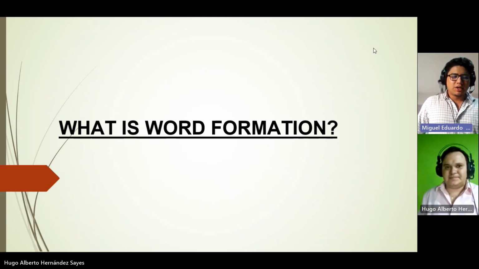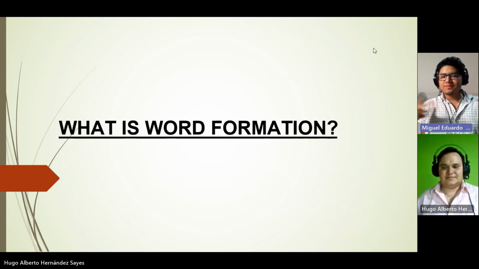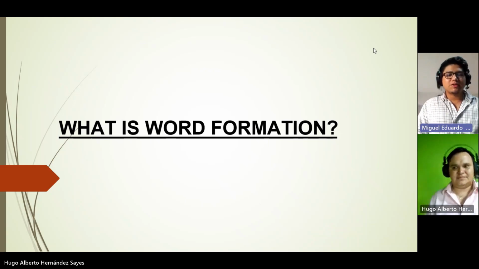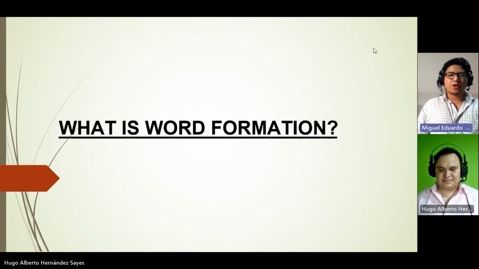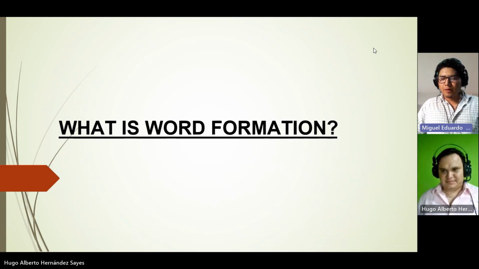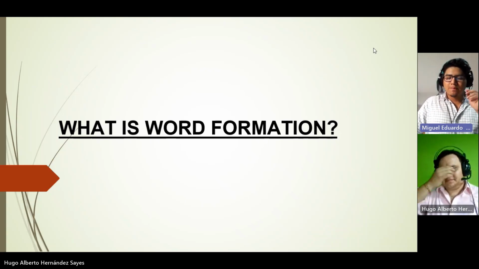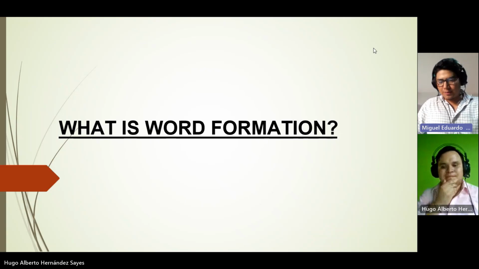Basically, we will have a little debate about this one, and we will discuss compounding words and, at the same time, the morphology and the etymology of some words. So very happy to be here.